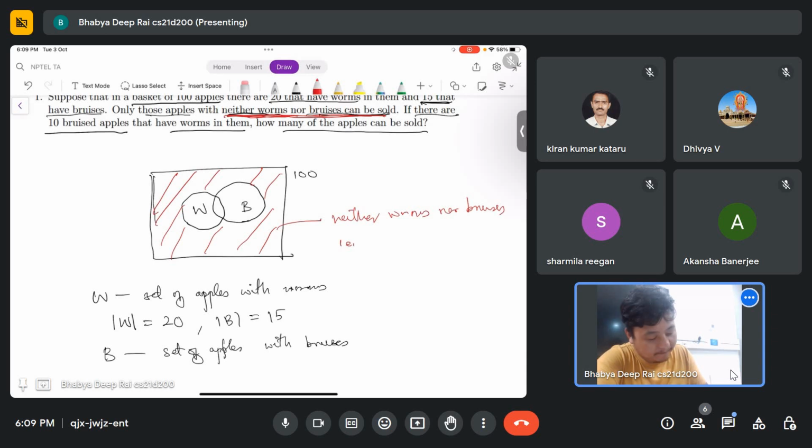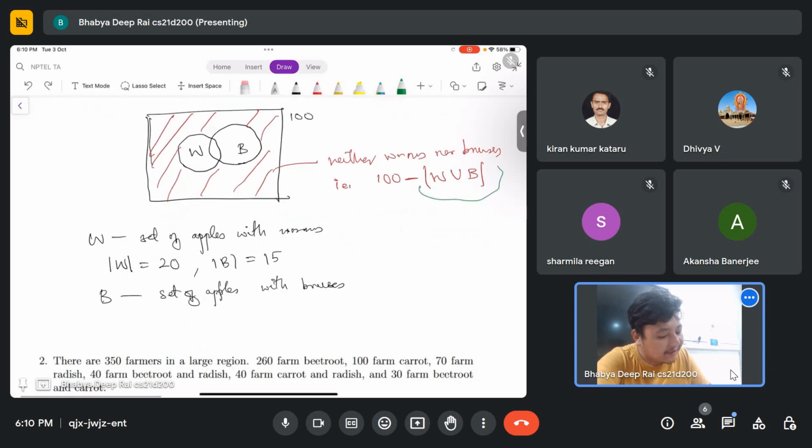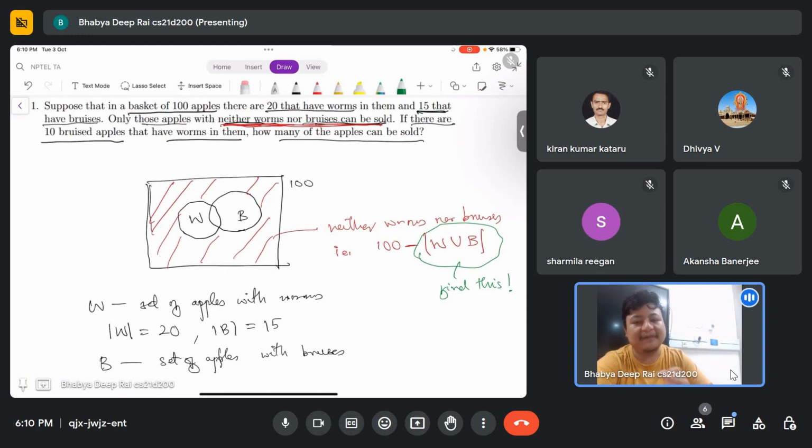That is nothing but 100, the total universe size, the total number of apples, minus the ones which have either worms or bruises, that is worms union bruises. I hope this is clear. So from the total 100, we are just subtracting this union of W and B. So now the problem reduces to finding this union. As soon as we find the size of the union, we get the number of apples that have neither worms nor bruises. So this is the basic idea.